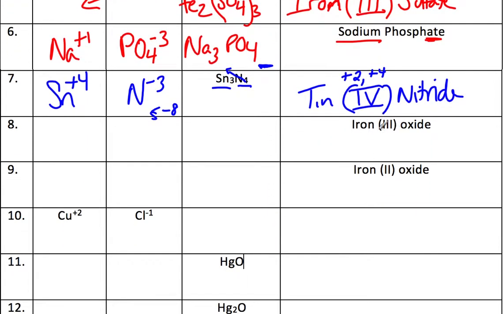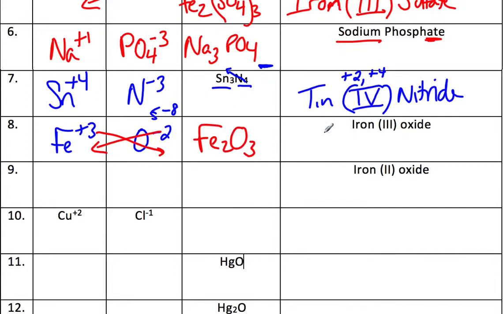Now here I see iron 3. Again, I love Roman numerals because I don't have to think. Iron makes a plus 3 charge. Oxygen always makes a 2. I crisscross my charges. 3 goes there, 2 goes there. Fe2O3, iron 3 oxide.